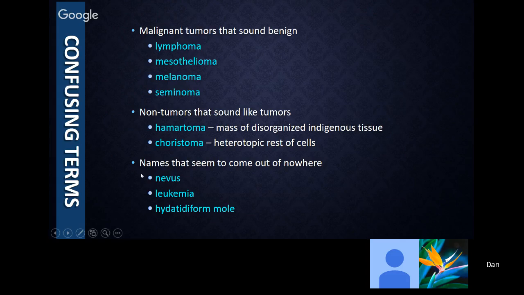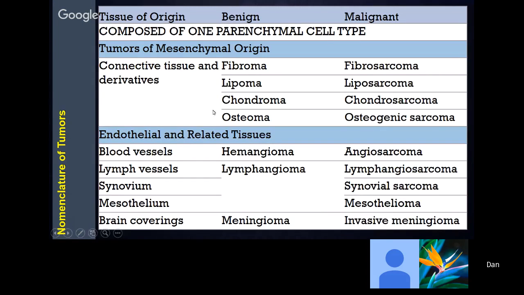Some of them, you don't know where the name comes from: nevus, leukemia, hydatidiform mole, but hydatidiform mole is benign. Choriocarcinoma is the malignant one. So this is how you name your tumors overall.